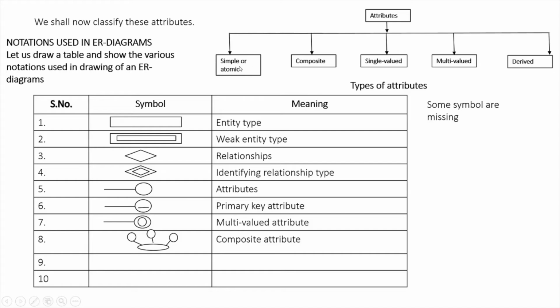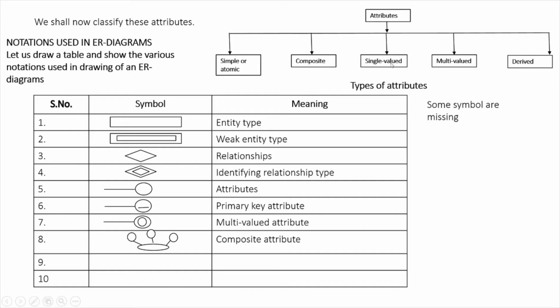A simple or atomic attribute is defined as an attribute that is composed of a single component with an independent existence. For example, age, salary, person ID, etc. And second, composite. A composite attribute is defined as an attribute composed of multiple components with an independent existence. For example, first name, middle name, and last name. And third, single valued. It is defined as an attribute that holds a single value for a single entity. The majority of attributes are single valued for a particular entity.